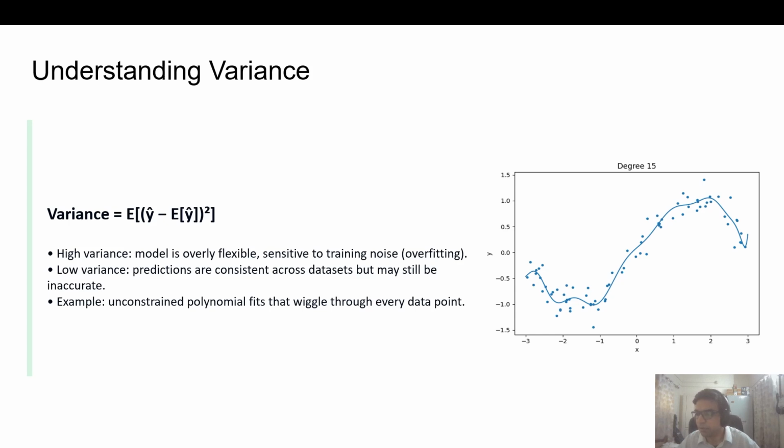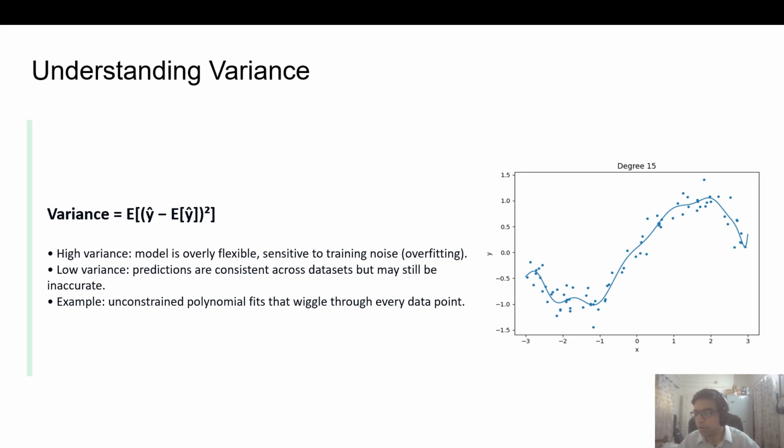by creating a very over-complex path. So this leads to overfitting. The model performs well on training data, but poorly on new data.